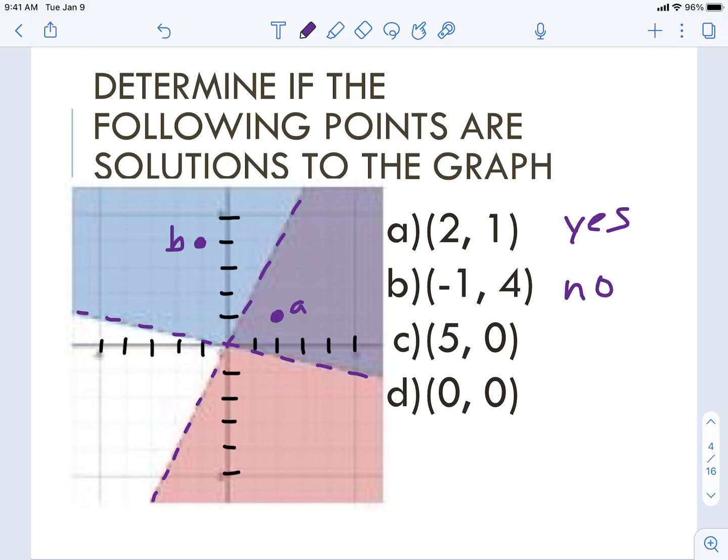It's got to be in that intersection. C is (5, 0), so that's going to be over here. That is a yes. It's in the purple. And then D, (0, 0). This is a tricky one.